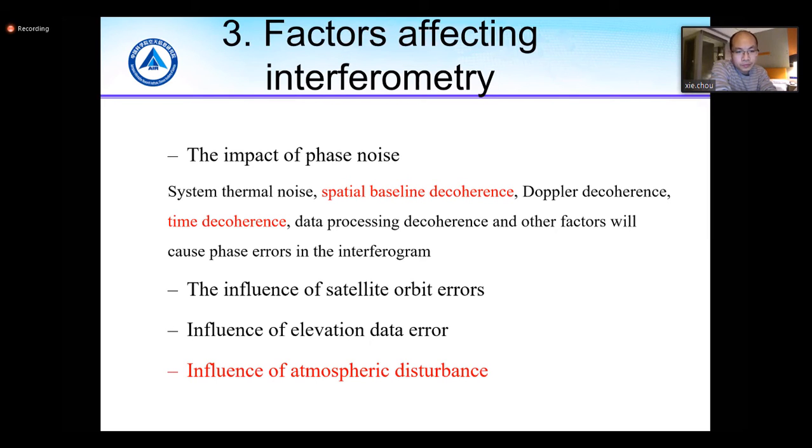And also DEM and elevation data error would influence the accuracy of displacement. And as we have mentioned in the previous slide, atmosphere disturbance also influences the accuracy of the interferometry.